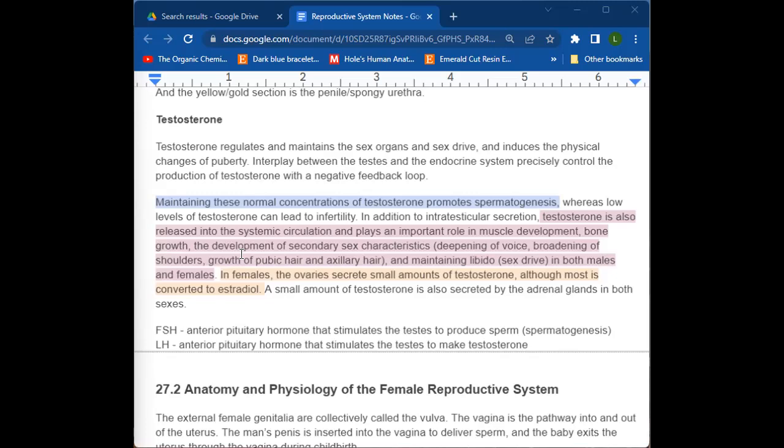Okay, we also need to know about the job of FSH in men and women. FSH, follicle stimulating hormone, comes from the anterior pituitary gland. That's supposed to stimulate the testes to make sperm, so it stimulates spermatogenesis. And then LH from the anterior pituitary stimulates the testes to make testosterone.